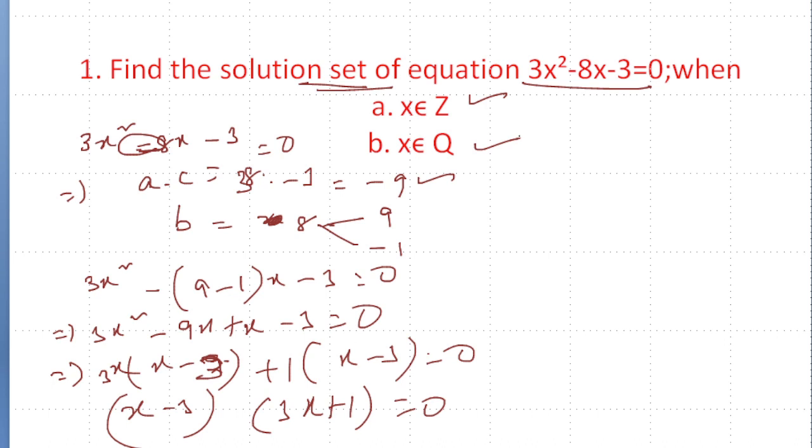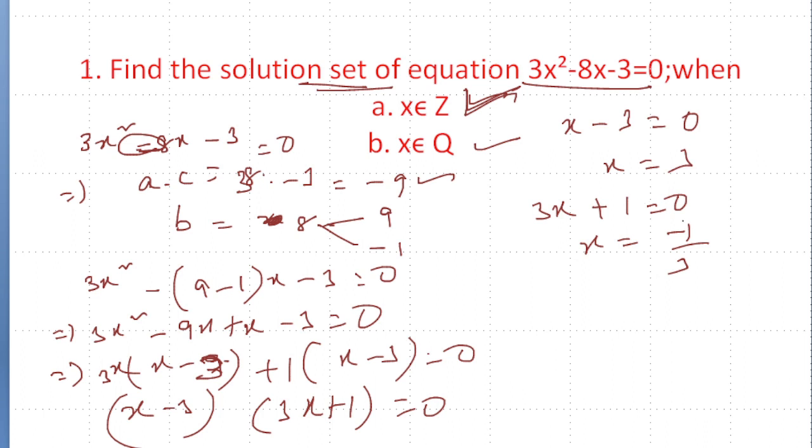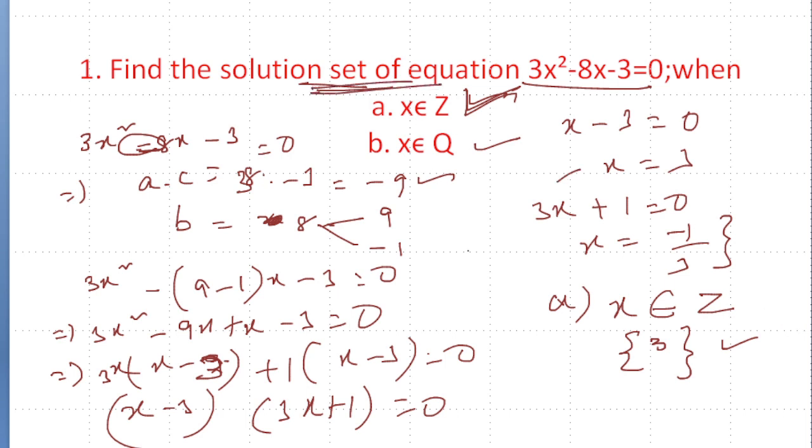So what are the two values of x? x minus 3 equals 0, so x equals 3, and 3x plus 1 equals 0, so x will come minus 1 by 3. When it is asking for an integer, minus 1 by 3 is not an integer. So what will you write? If it is asking x is an element of integers, then your answer is only 3. And don't forget to write the answer in curly brackets, because the question clearly says it is the solution set.